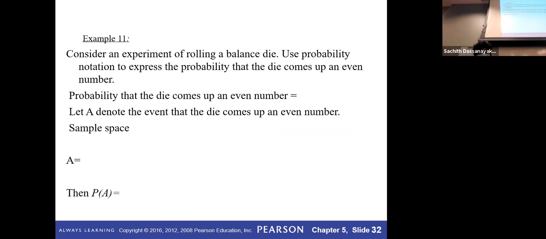I think we don't need to do this example. This is how to mention sample space and event, how to write it. Rolling a balanced die means the outcomes are 1 to 6. We have done this. You have to write this for A: A is the event that the die comes up an even number. Then you can use capital A anywhere, like finding the probability of A.